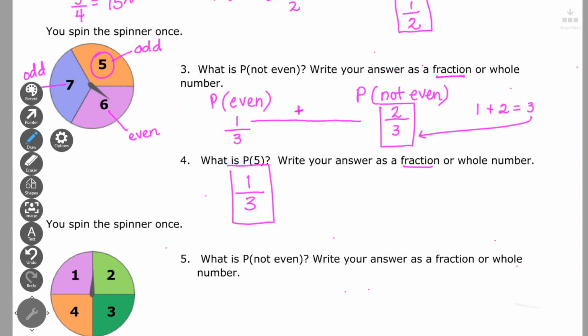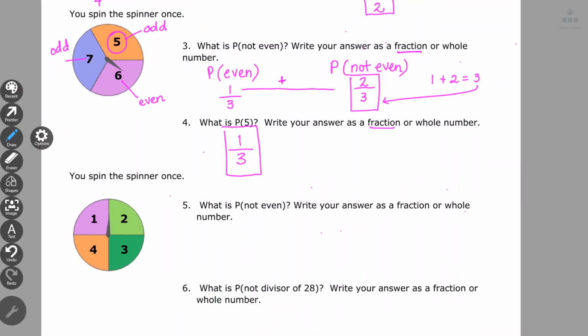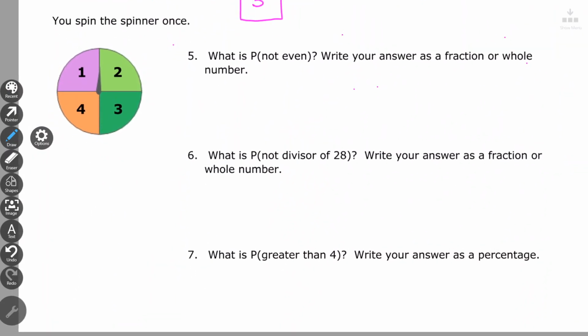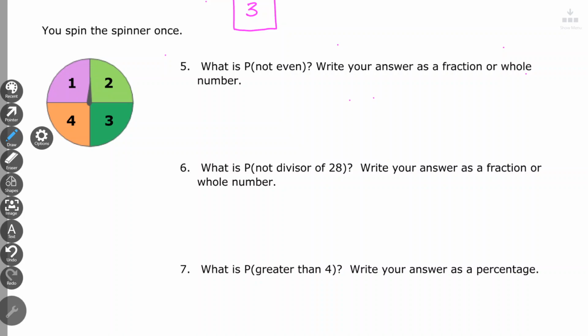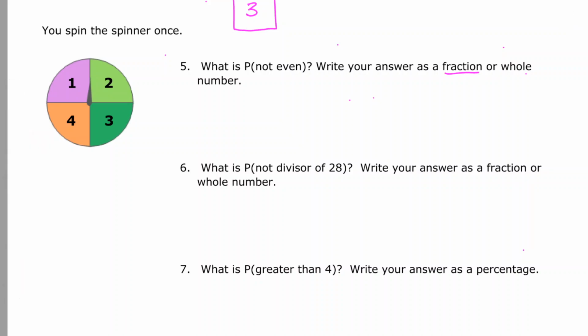All right, let's look at the next spinner. It says you spin the spinner once. What is the probability of spinning the number that is not even? Write your answer as a fraction or a whole number. Okay, so we're going to underline fraction because that's a key word. Now, what is the probability of not even?